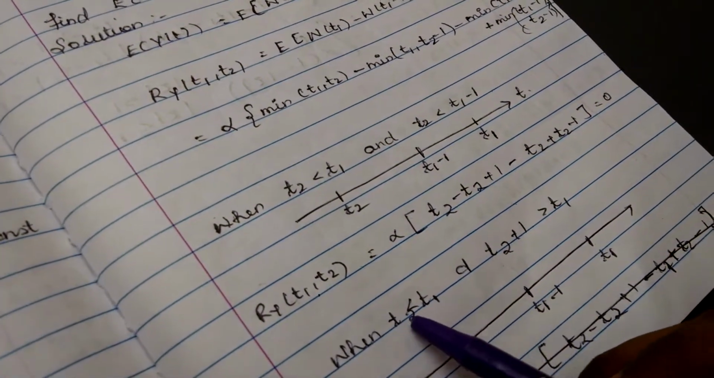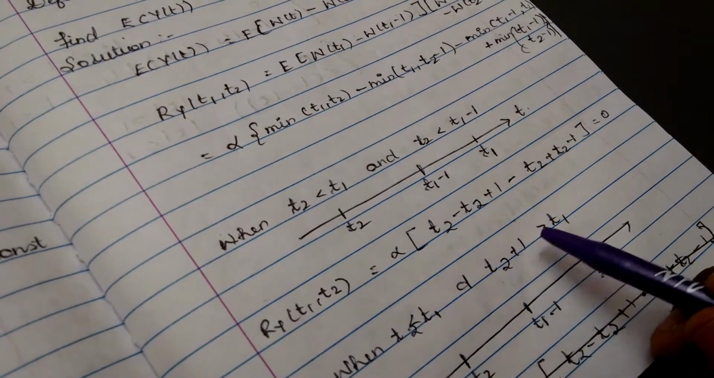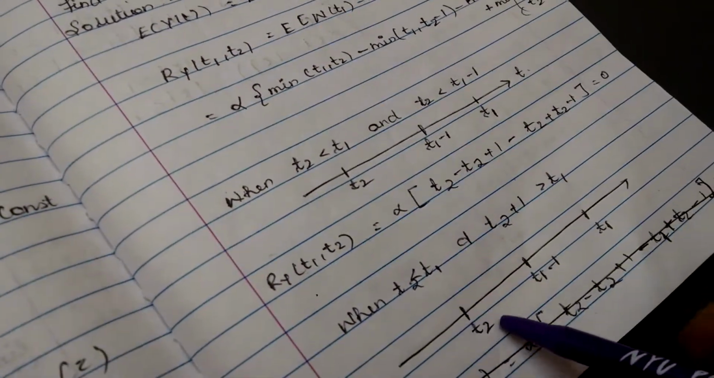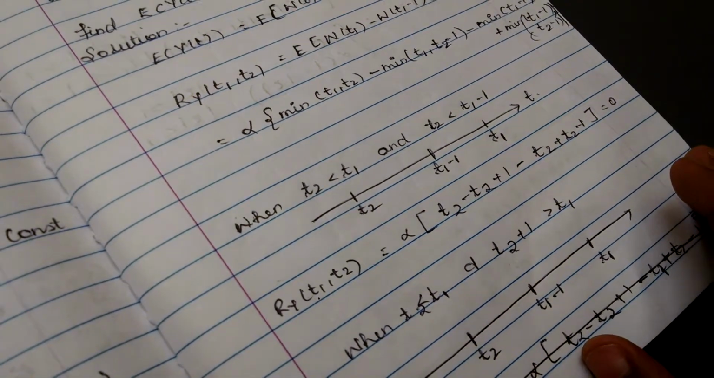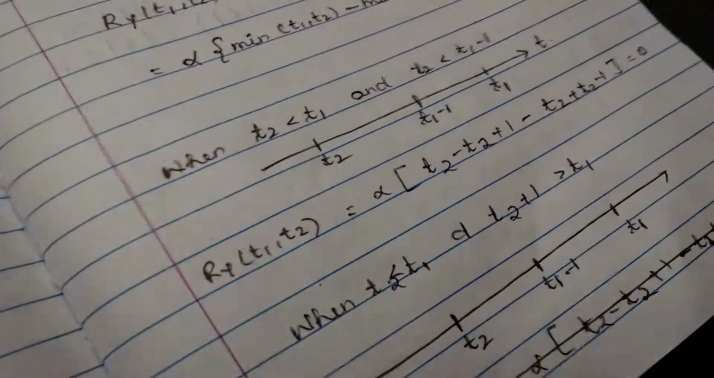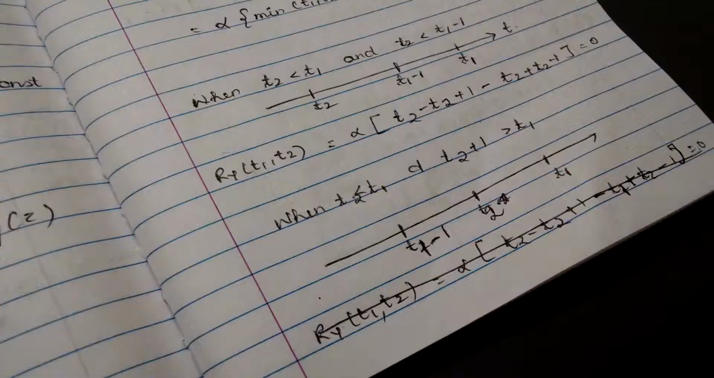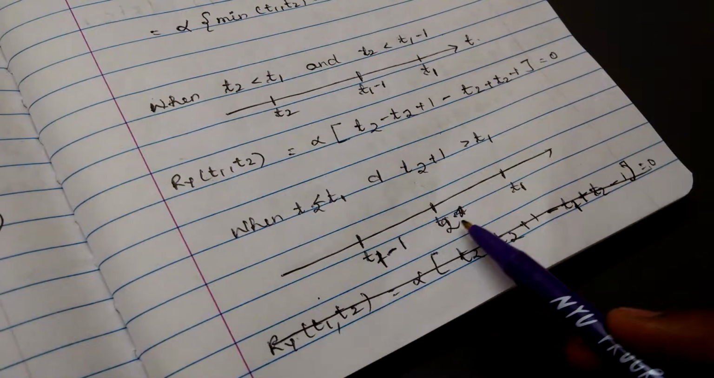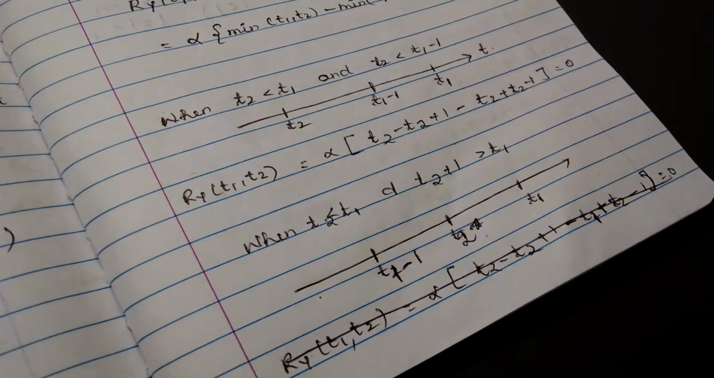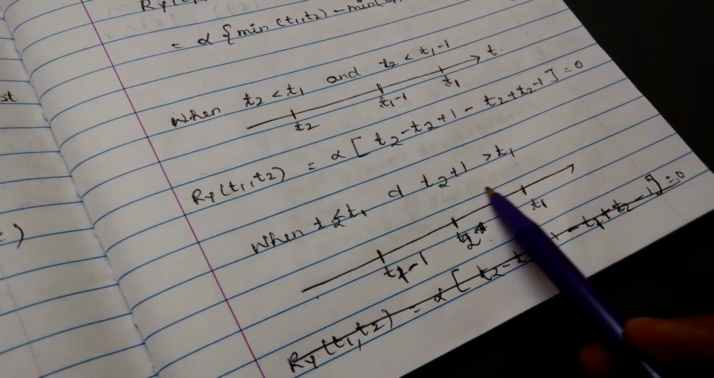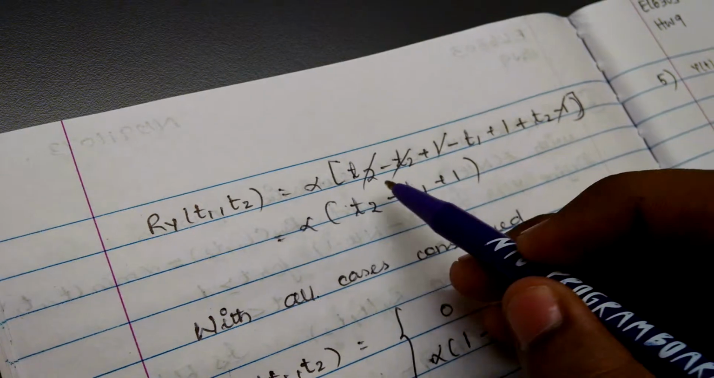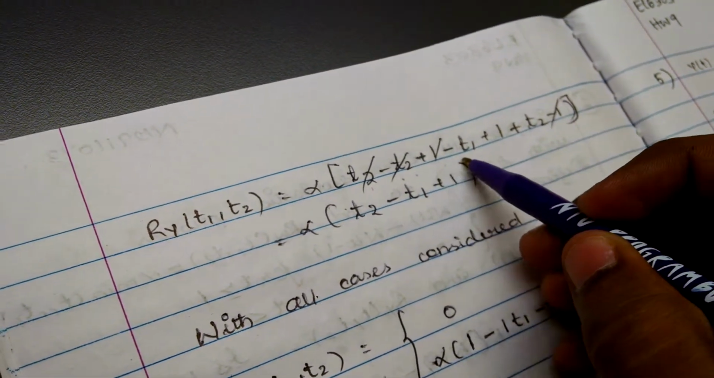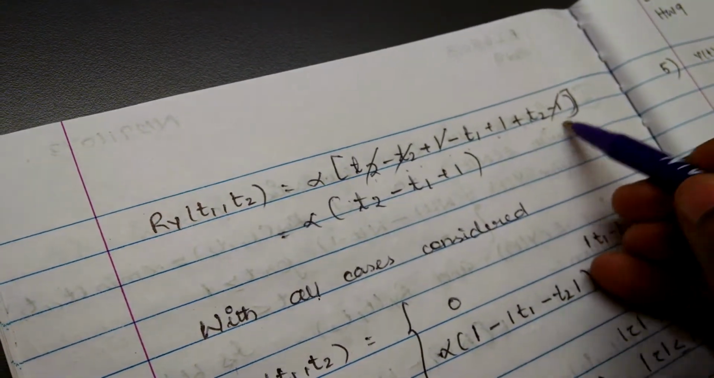Now the second case is t2 is less than t1 but t2 plus 1 is greater than t1. We draw the number line for that, t1 minus 1 and t1, for this particular second condition. When we substitute the values, similarly we get alpha times t2 minus t2 plus 1 minus t1 plus 1 plus t2 minus 1. When we simplify this, we end up with alpha times t2 minus t1 plus 1.